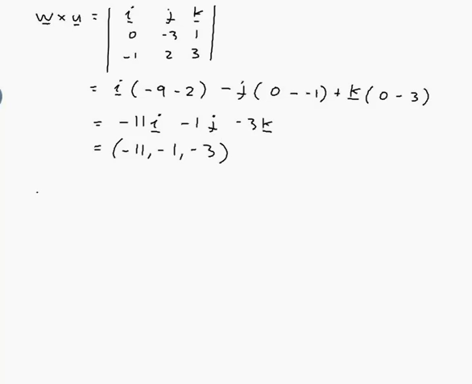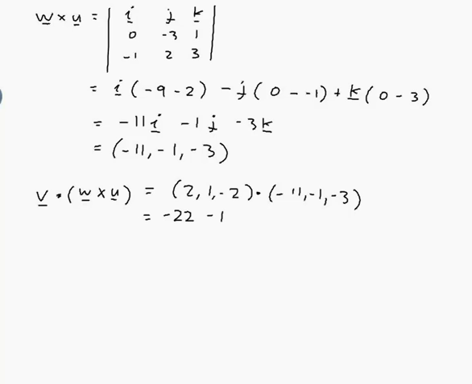So that would be minus 11, minus 1, minus 3. Right, v dot w cross u is, alright, v is 2, 1, minus 2 dot minus 11, minus 1, minus 3. So we get 2 times minus 11, which is minus 22, plus 1 times minus 1, which is minus 1, plus minus 2 times minus 3, which is 6. So we get minus 23 plus 6, which again is minus 17.